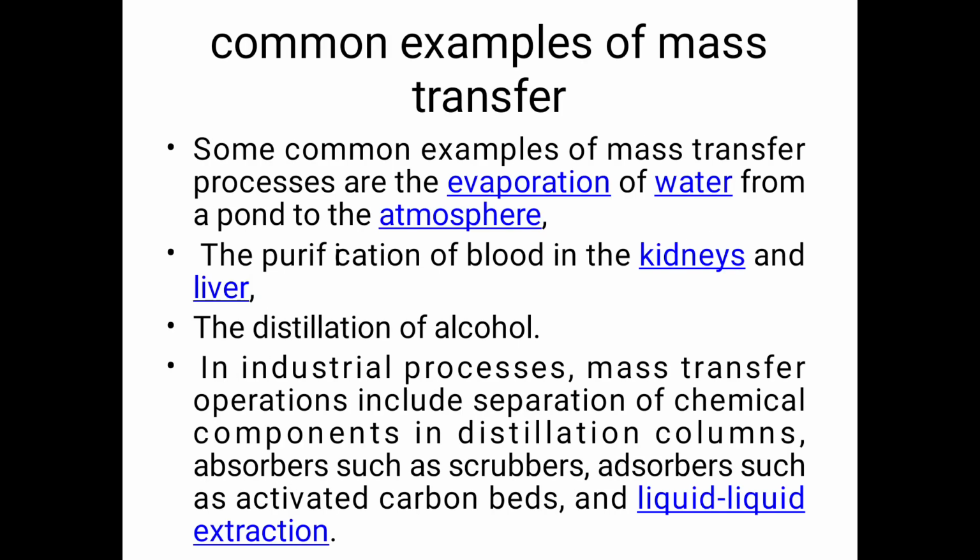The common examples of mass transfer operations: some common examples of mass transfer processes are the evaporation of water from a pond to the atmosphere, the purification of blood in kidneys and liver, and the distillation of alcohol. Industrial mass transfer operations include separation of chemical components in distillation columns, absorbers such as scrubbers, adsorbers such as activated carbon beds, and liquid extractions.